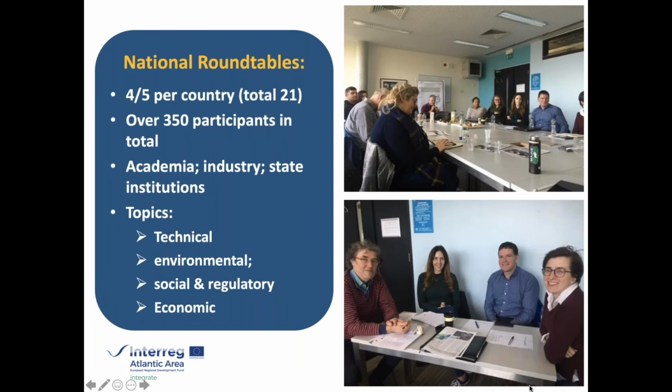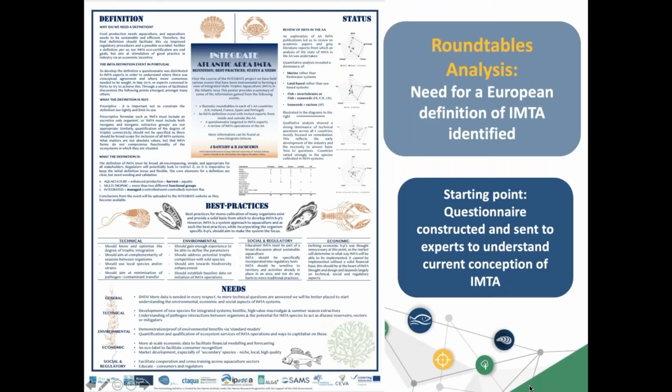In the first instance, we undertook a series of national roundtables, 4 or 5 in each country, for a total of 21, with over 350 participants in total from academia, industry, and state institutions. These roundtables involved discussion of the bottlenecks to and priority areas for IMTA development nationally, and you can see the topics there. So we held different roundtables for each of those topics. These have been really fruitful discussions, and their analysis has allowed commonalities and divergences between the AA countries to emerge.